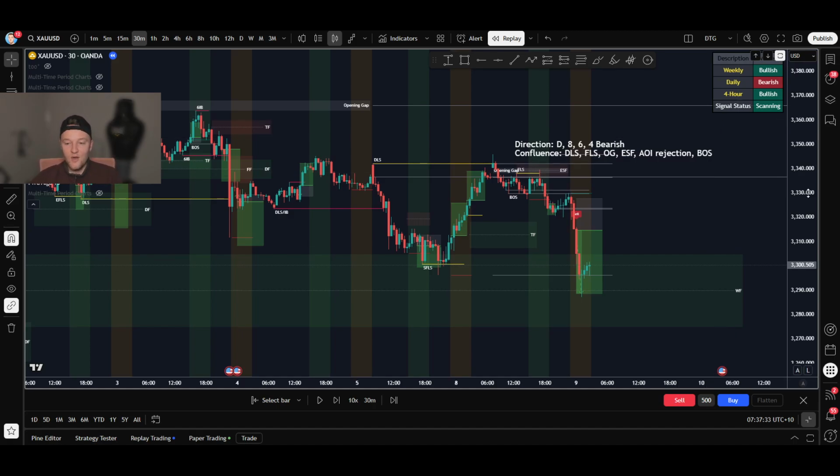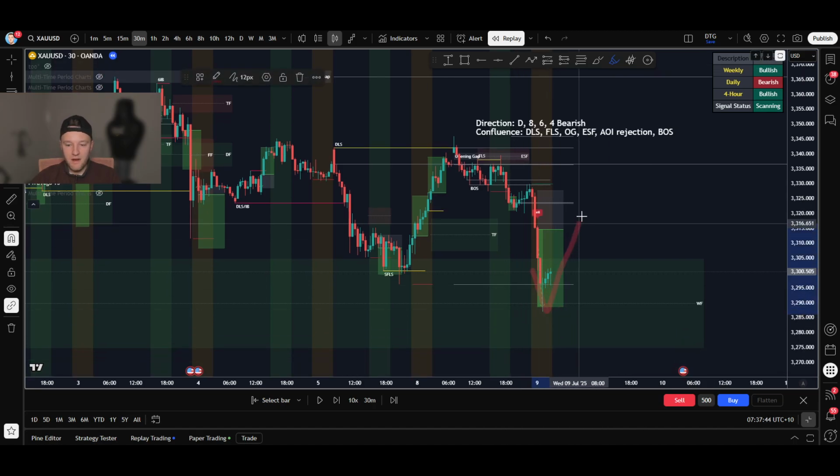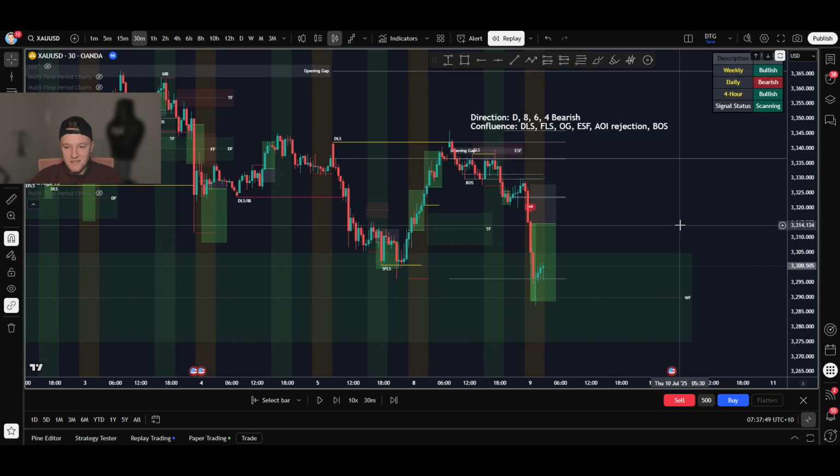And you can see all of the precision from all of the levels, rejection from the DLS, rejection from the FLS, opening gap, ESF, break and retest of the break of structure, price drives down into the WF mid-range, bounces off. Unmatched precision, unmatched results. This is the DTG system.